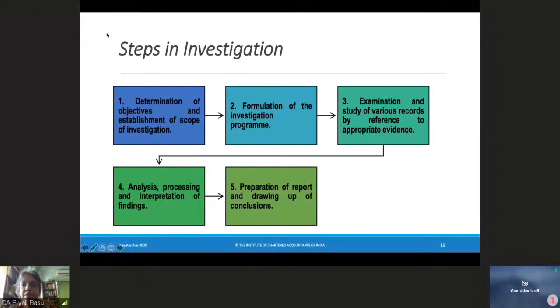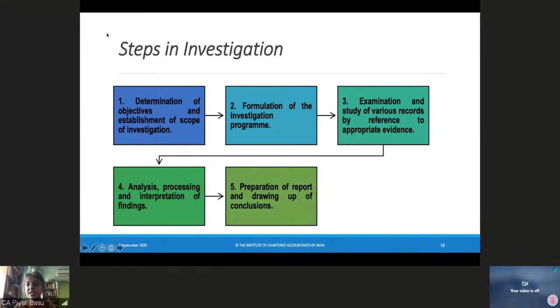It's very simple. Steps in doing the investigation. First and foremost, it is absolutely important to do the scoping. What is the scope of investigation? We can go very wrong from the beginning if we don't have the scope set right. Scope has to be very, very clearly set. So scoping is important.